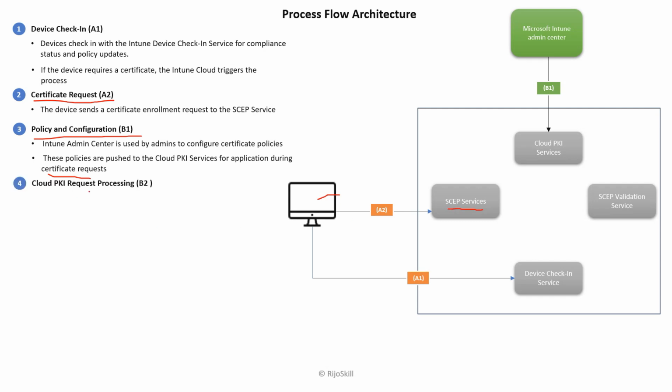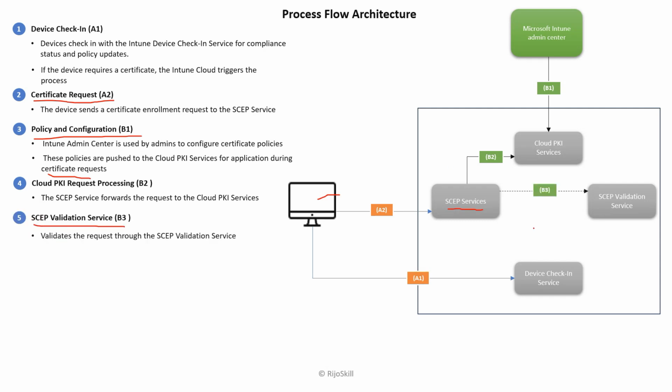After that comes cloud PKI request processing. Here you can see the cloud SCEP server processing the request, and at the same time the SCEP validation service also starts validating the request through the SCEP validation service. At the same time, the validation request is also being processed. So the SCEP service check and the validation are processed together.